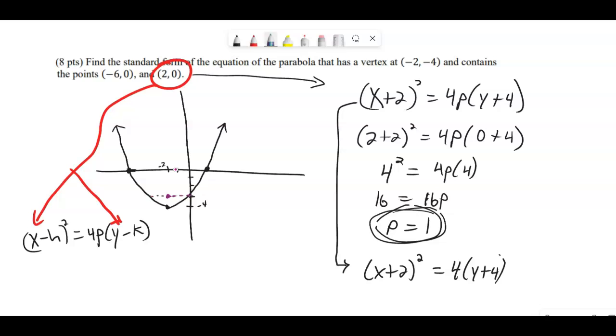That would be the latus rectum. These just happen to be x-intercepts. They didn't really help us directly, but they sure helped us indirectly find p. All right, I hope this helps.